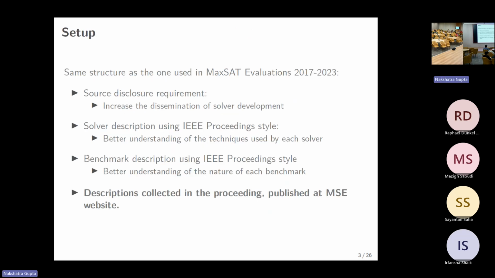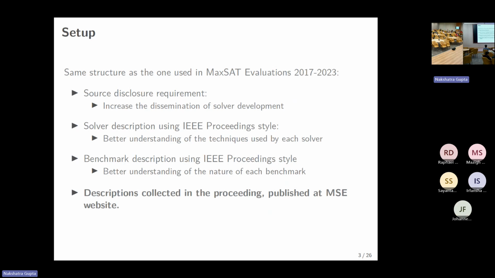Set up this year mostly the same as earlier. You have to be open source. You have to have a description. We will publish those descriptions. You have to also have a description for your benchmarks, which is nice because then you can maybe figure out what's going on. And this will appear at the evaluation website. I won't give a precise date, but hopefully as soon as possible.